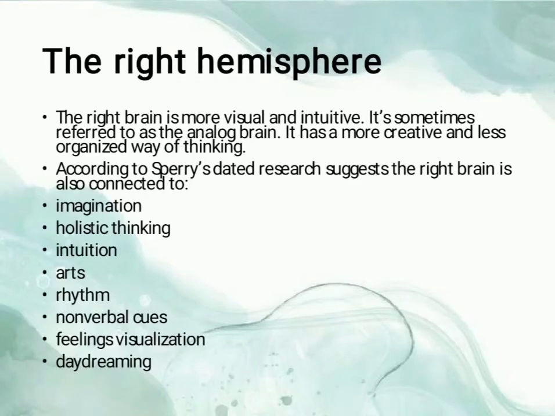The right hemisphere. The right brain is more visual and intuitive. It's sometimes referred to as the analog brain. It has a more creative and less organized way of thinking. And according to research, the right brain is also connected to imagination, holistic thinking, intuition, arts, rhythm, nonverbal cues, feelings, visualization, and daydreaming. So therefore, we can conclude that the right hemisphere's function is more on being imaginative, artistic, and on visualization.